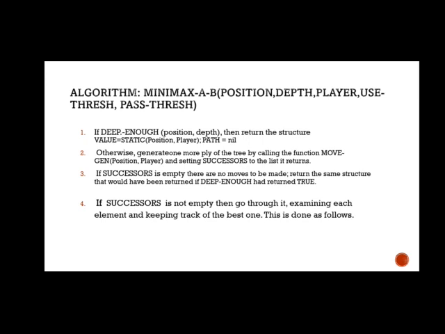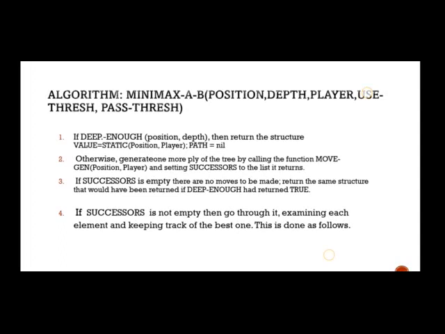And in the second step, if the case is not empty, generate one more ply of the tree by calling the function move gen, with the parameters position and player, and get the successors. So here we try to find the successors of a node. If successors are empty, there are no moves to be made, so we should return to the function. If successors are not empty, then go through them, examining each element and keeping track of the best one.